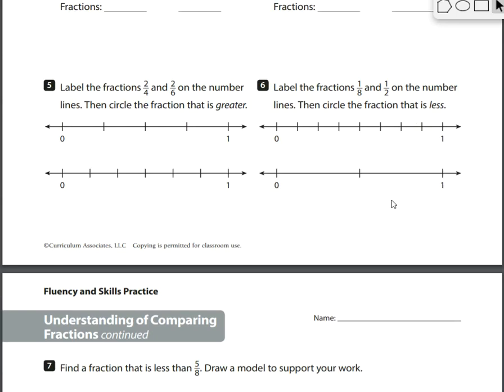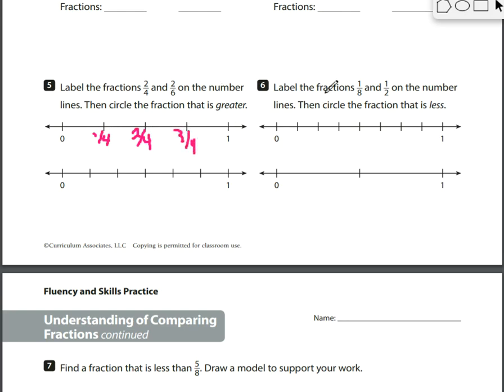All right, now we're on to some number lines. It says label the fractions 2/4 and 2/6. All right, 1, 2, 3, and 4. Okay, so here I've got 1/4 and 2/4, and here's 3/4.